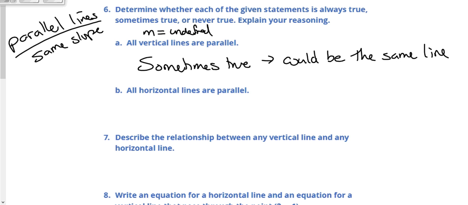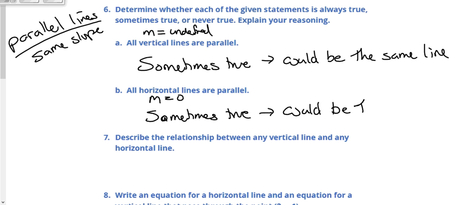And the same goes for part B. Are all horizontal lines parallel? Well, again, you're saying, okay, horizontal lines have a slope of 0. All horizontal lines have zeros, therefore they all have the same slope, therefore they're parallel. But again, 2 equations could be exactly the same. So this is sometimes true. It's like 99% true, but it's not 100% because they could be the same line.